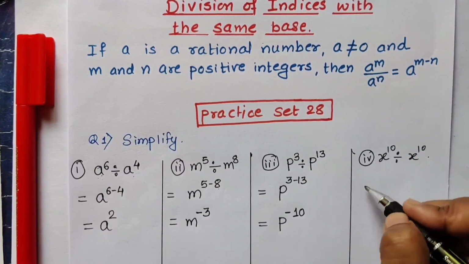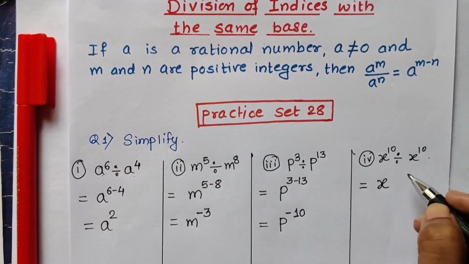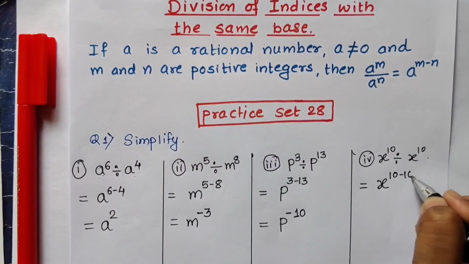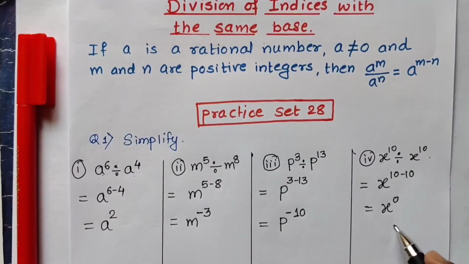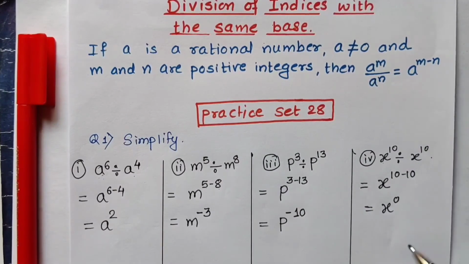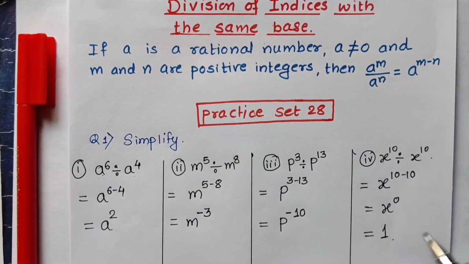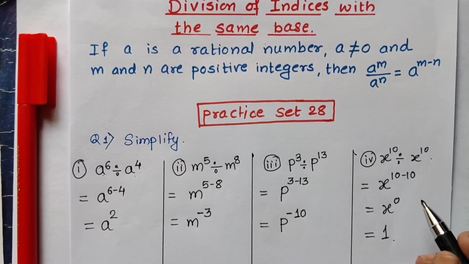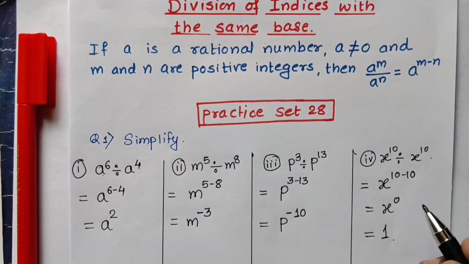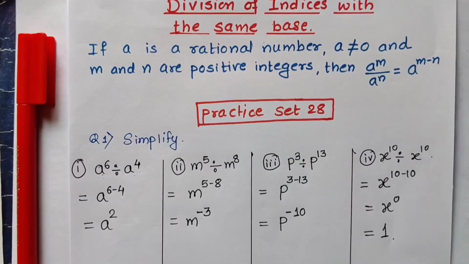Now last sum from first question. X is the common base. We write one time. 10 minus 10. What is 10 minus 10? We will get 0. Now when the index is 0, answer is always 1. X raised to 0 means 1. 5 raised to 0 means 1. 9 raised to 0 means 1. 1 lakh raised to 0 means 1. So any number, any variable raised to 0 means answer is 1.